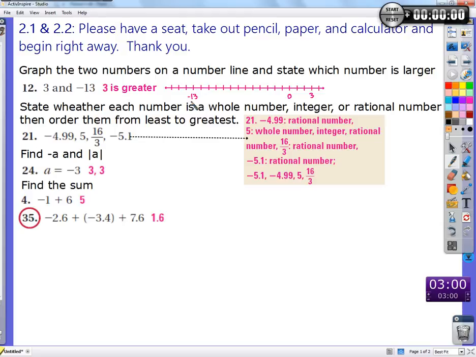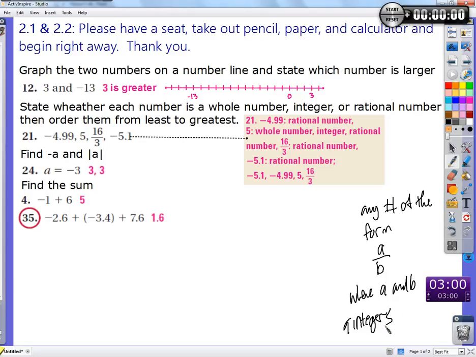Okay. 21. Negative 4.99 is a rational number. Now, remember that a rational number is any number of the form A over B, where A and B are integers. So what's an integer? Because we need to know that to know this. What's an integer?